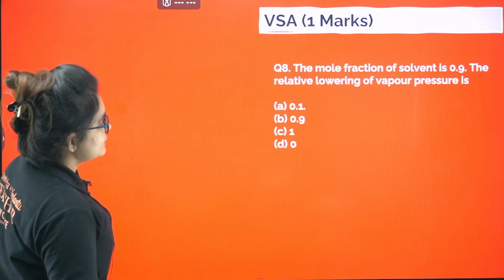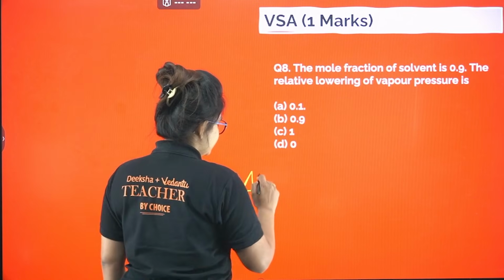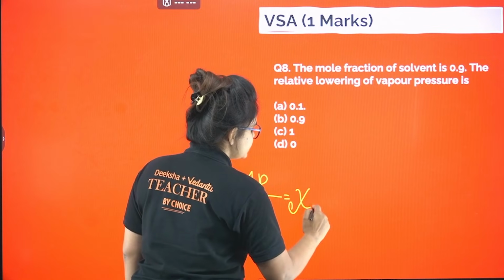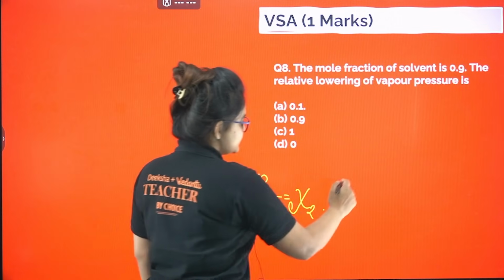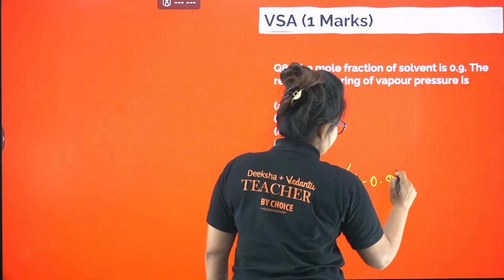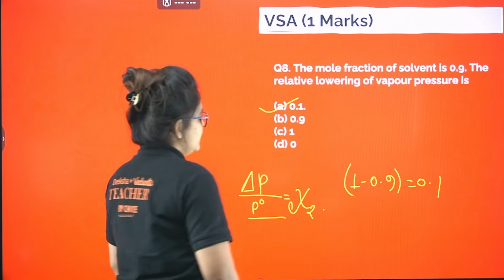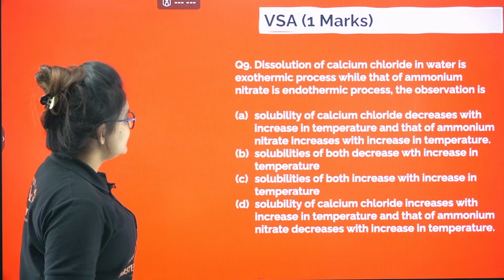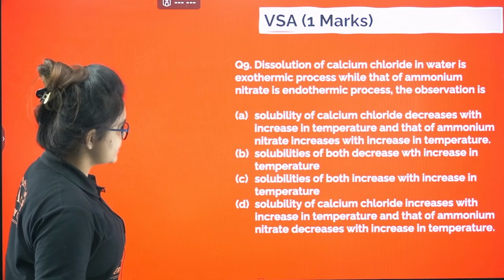The mole fraction of the solvent is 0.9, what is the relative lowering of vapor pressure? Relative lowering of vapor pressure is delta P by P naught, which equals the mole fraction of the solute. If the solvent is given as 0.9, then the solute is 1 minus 0.9, that's 0.1. So that is going to be the relative lowering of vapor pressure. Okay, let's proceed. Dissolution of calcium chloride in water is an exothermic process, while that of ammonium nitrate is an endothermic process.